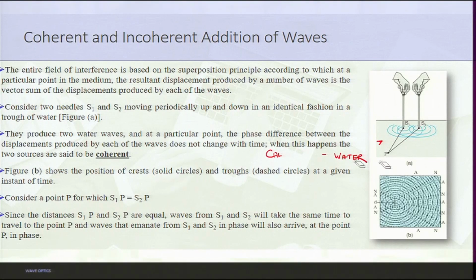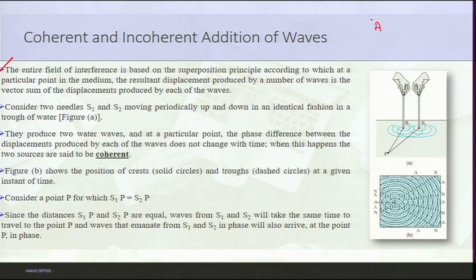Now, let me explain whatever is written towards the left. Please look over here carefully. This is a new concept, so try to understand it very nicely. The entire field of interference is based on the superposition principle, according to which at a particular point in the medium, the resultant displacement produced by a number of waves is the vector sum of displacements produced by each of these waves. It is a little long line, but it is just the simple point of what superposition is. Superposition is the addition of two different things, and this is not a simple addition, it is a vector addition.